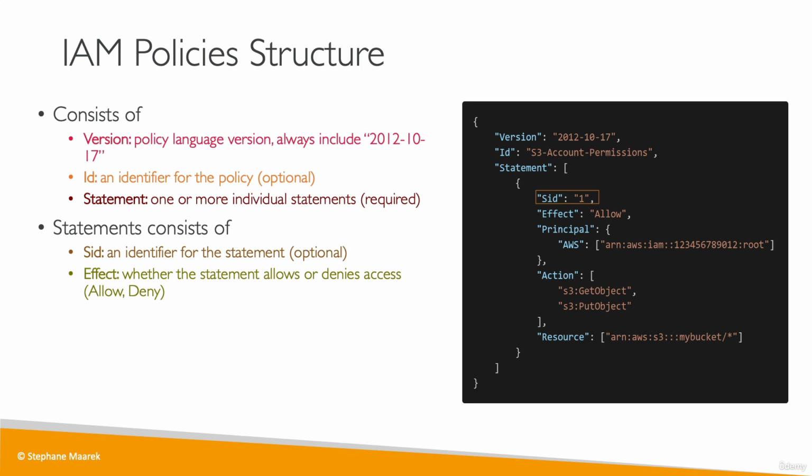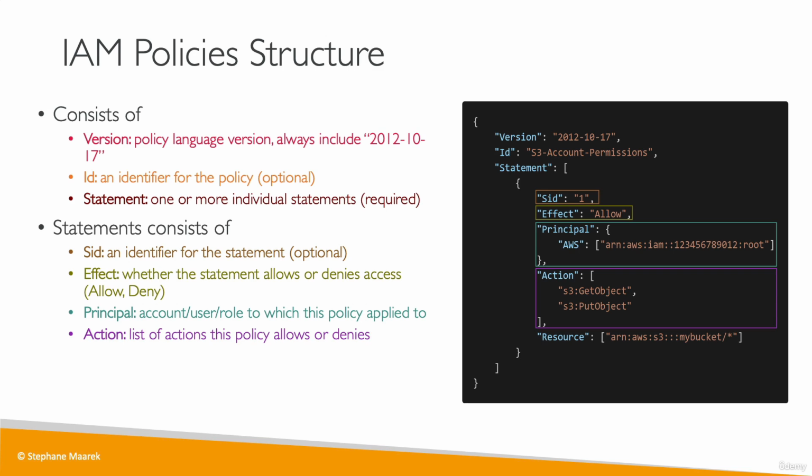It is whether or not the statement allows or denies access to certain APIs. On the right-hand side, this is allow, but you can see deny as well. The principal consists of the account, user, or role to which this policy will be applied. In this example, it's applied to the root account of your AWS account. Action is the list of API calls that will be either denied or allowed based on the effect. And the resource is a list of resources to which the actions will be applied. In this example, it is a bucket, but it could be many different things.